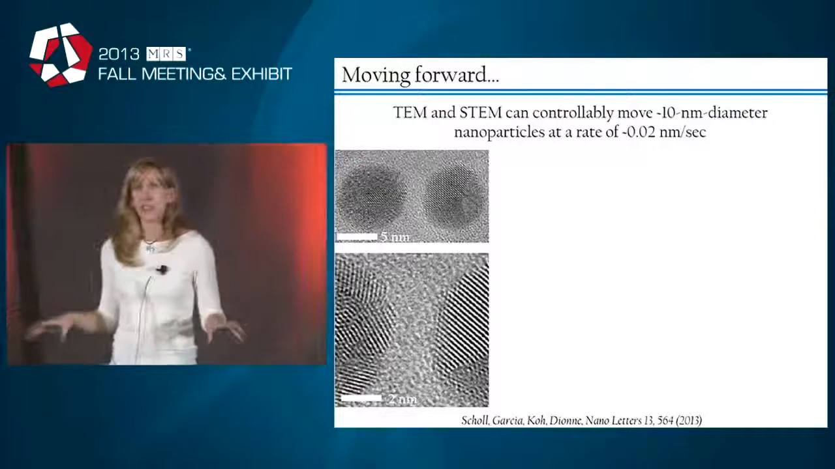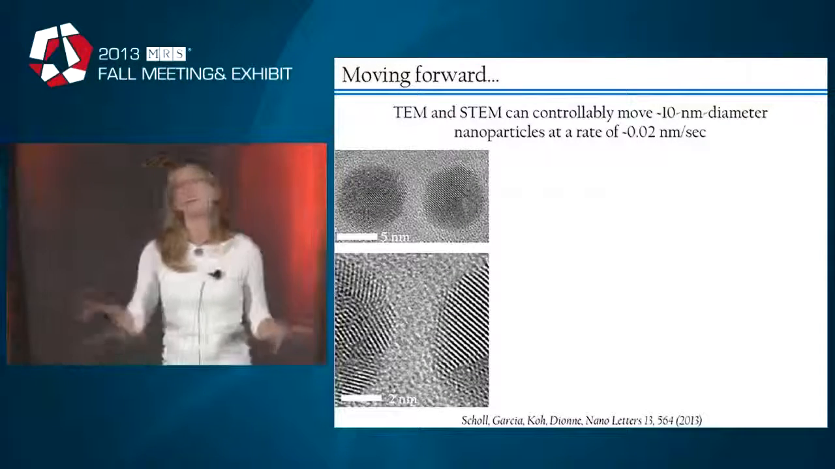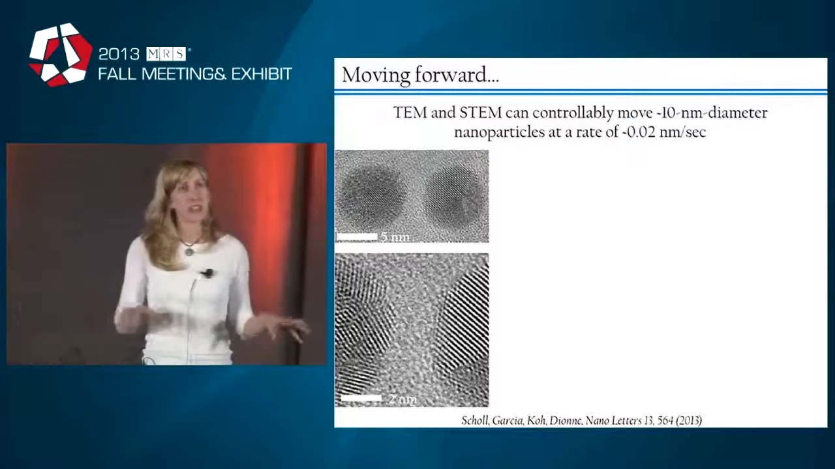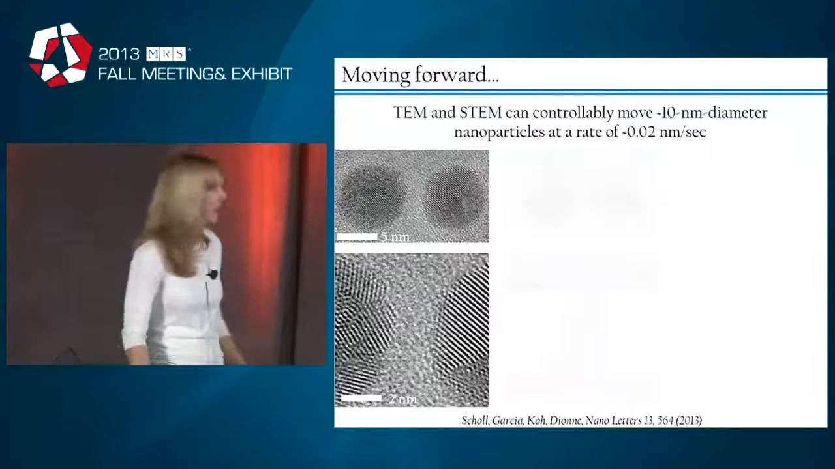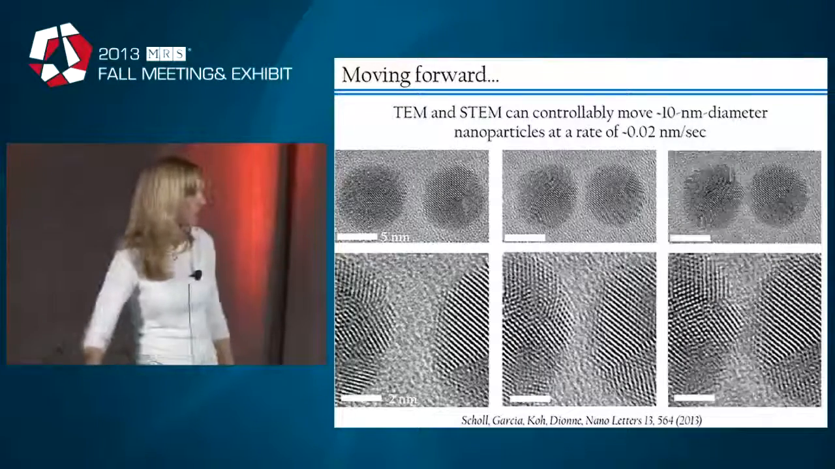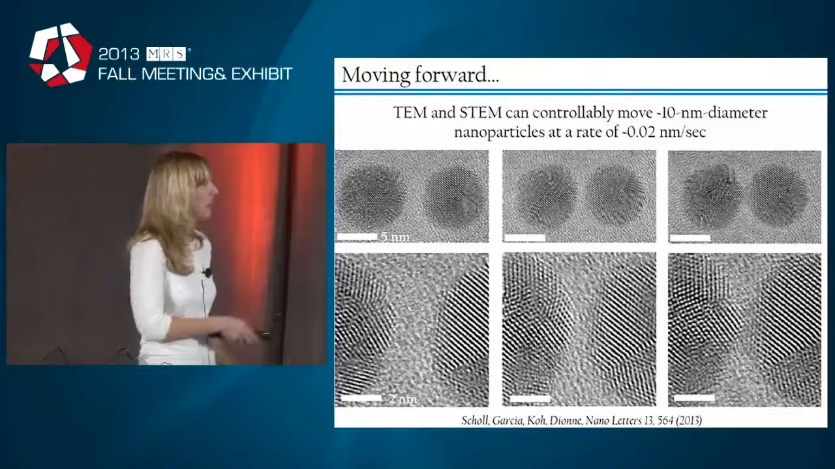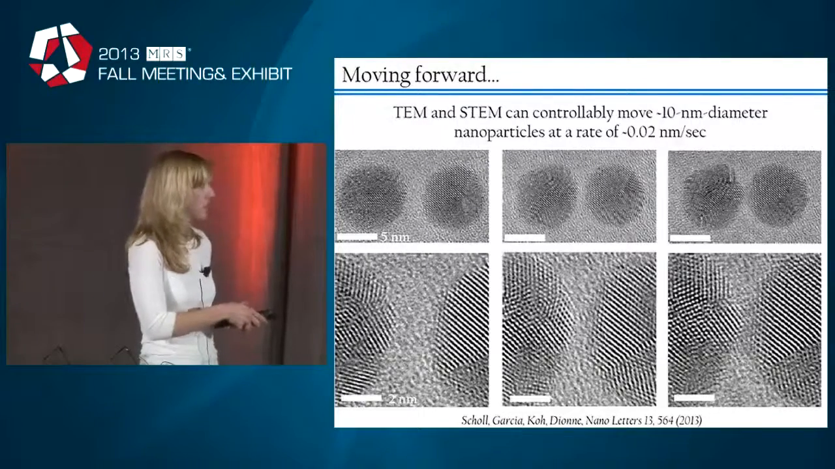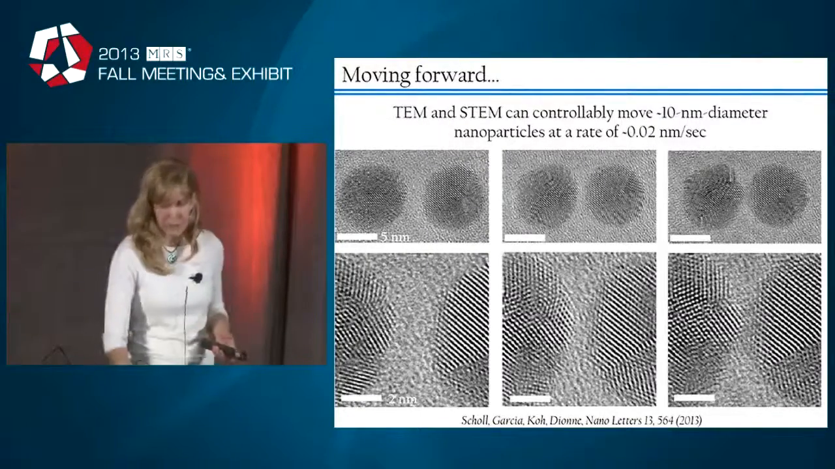Here are two 10 nanometer diameter silver nanoparticles, and we're going to move the particle on the right a little bit closer to the particle on the left. So here you'll notice that they're separated by just a lattice constant. The bottom images represent zoomed in images of the top two images.